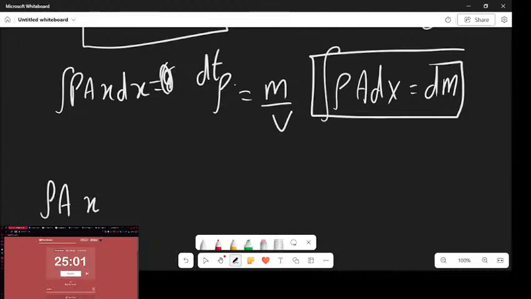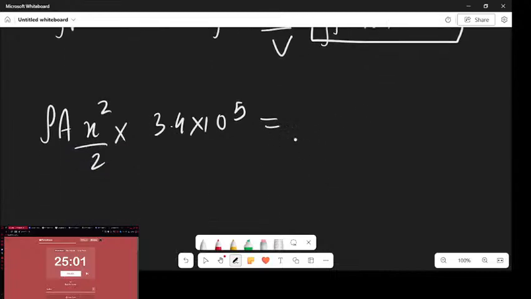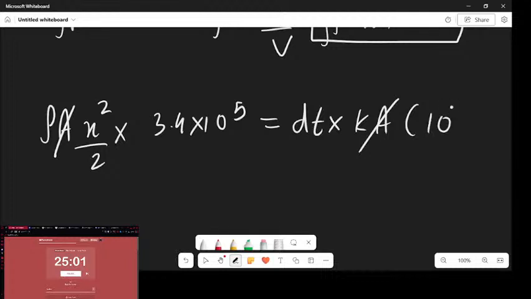Rho A into x square by 2 into latent heat, which is 3.4 into 10 to the power 5 joules per kg, should be equal to dt into K A. A gets cancelled. K into the temperature difference, that is 10 degrees Celsius. We can just integrate this with time.